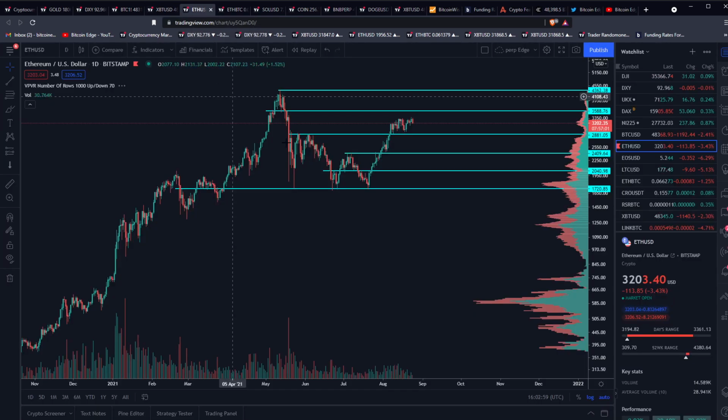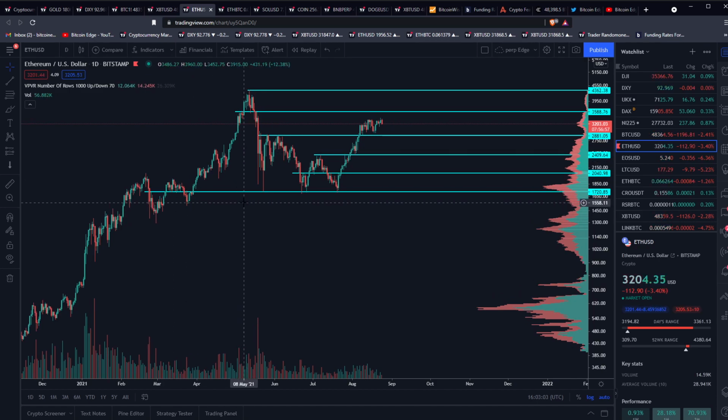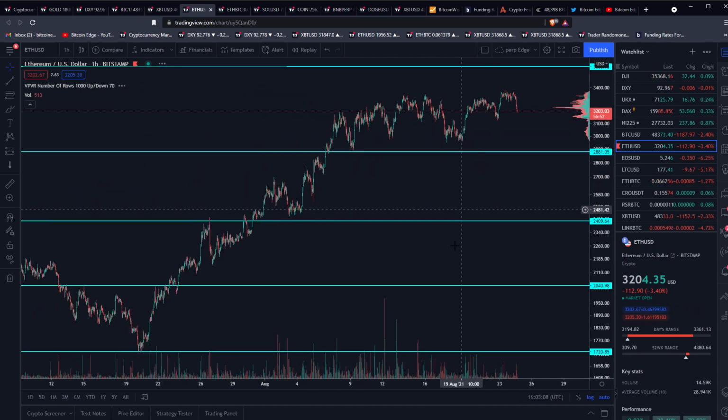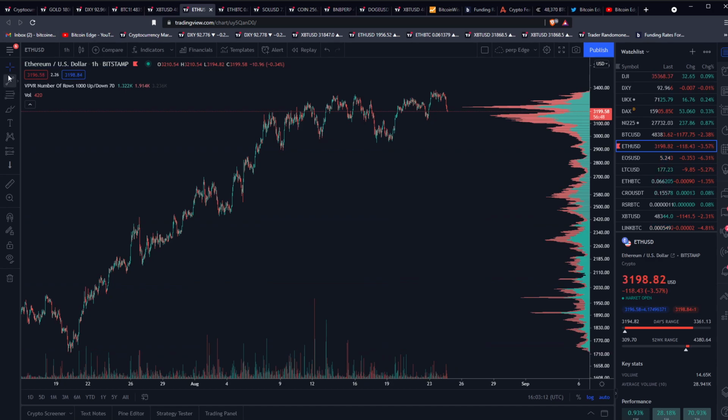So that is what I'm seeing. I'm not feeling too bullish. And if I'm not feeling too bullish on Bitcoin, things can change quick, guys. I'm also not feeling too bullish on other altcoins, basically.